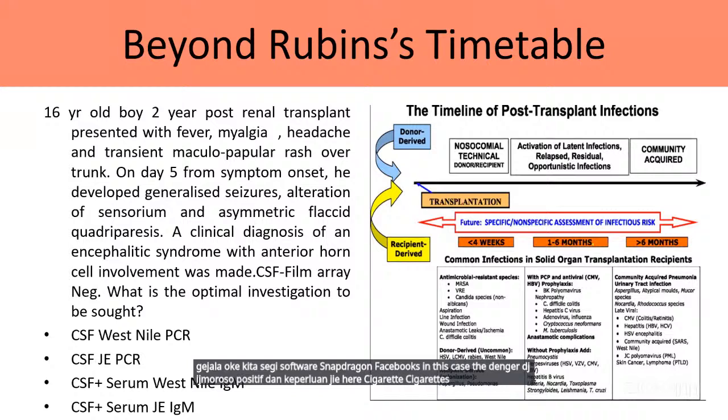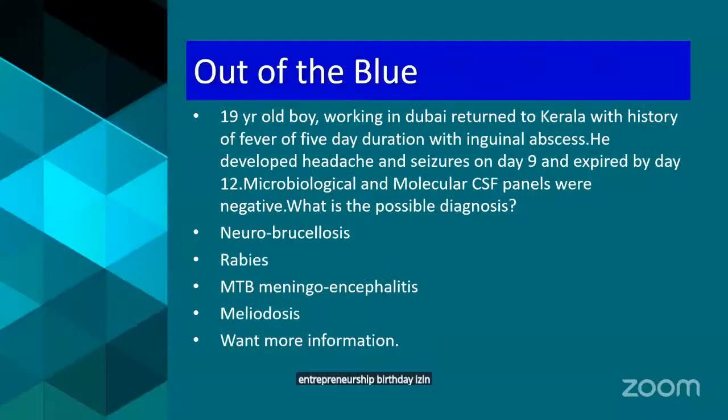And the take-home point from this slide is that for JE and West Nile, you should not be looking at the CSF PCR. Instead, you should be looking at the CSF and serum IgM.